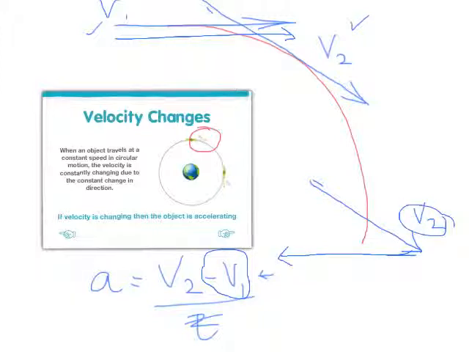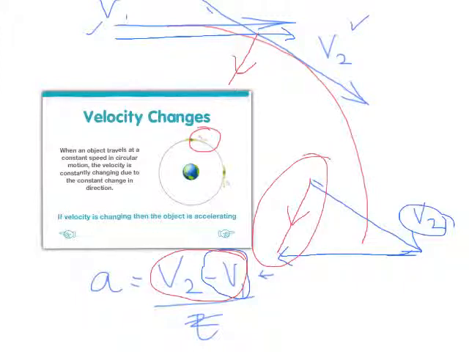Now, as you can see, we now have a resultant vector, which is this one, and this is the resultant vector of v2 minus v1. As you can see, it's approximately towards the center between the two vectors. It's pointing towards the center of the circle. And this is in fact the case. The acceleration of an object moving in a circular path is always to the center.